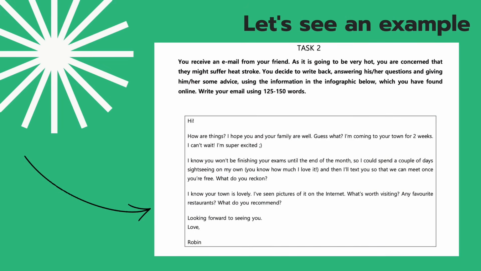Now, as you can see on the screen, this is a real example from a real B2 writing exam. Now, let's take a look at it. It says, you receive an email from your friend, and as it is going to be very hot, you are concerned that they might suffer heat stroke. You decide to write back, answering his or her questions and giving him or her some advice using the information in the infographic below, which you have found online. Write your email using 125 to 150 words, and this is the email that your friend sent.